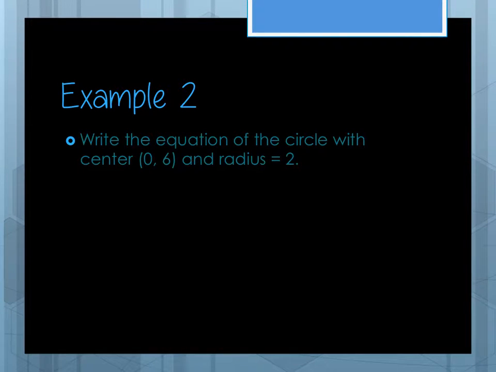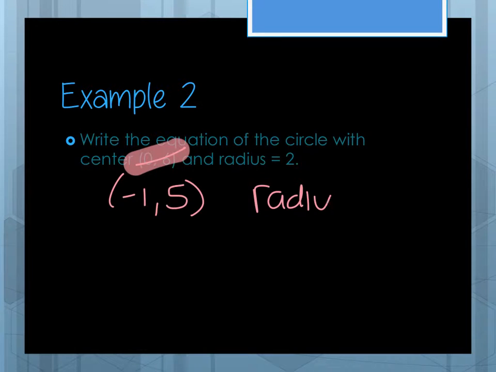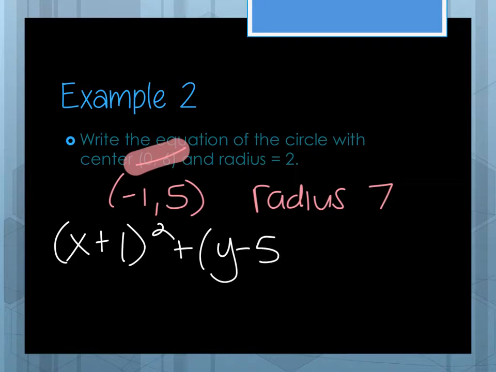So let's say that my center was, instead of 0, 6, let's say it was negative 1, 5, and the radius was 7. How could you find the equation of that circle? So given the center is negative 1, 5, and the radius is 7. Keep going, (x plus 1) squared plus (y minus 5) squared. Good. Which would be 49. Good.